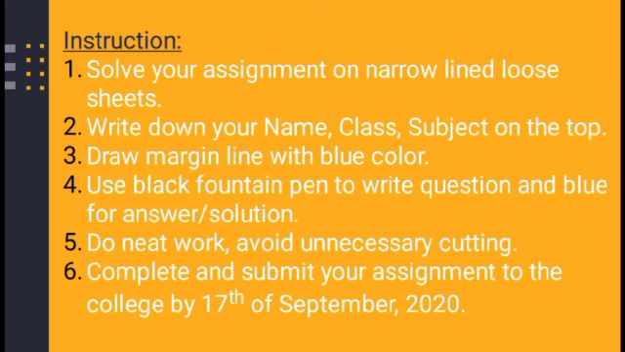Do neat work and avoid unnecessary cutting. If required, then use ink remover. Complete and submit your assignment to the college by 17th of September 2020.